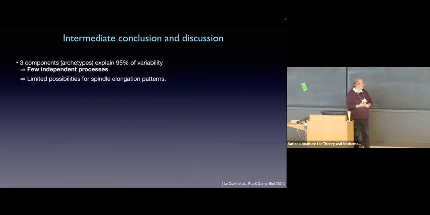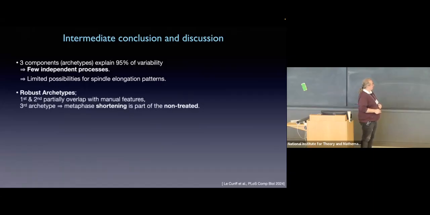So with that, I would like to conclude this first part on keeping an eye on the time on this data approach. So we find that there is only three components. So let's think a bit about that. It means that there is maybe not really that much independent process happening in the spindle, because we have only three coefficients that are able to represent this elongation pattern. And in other words, it limits the possibility for the pattern. We cannot, with three numbers, make absolutely crazy variations of the elongation pattern.